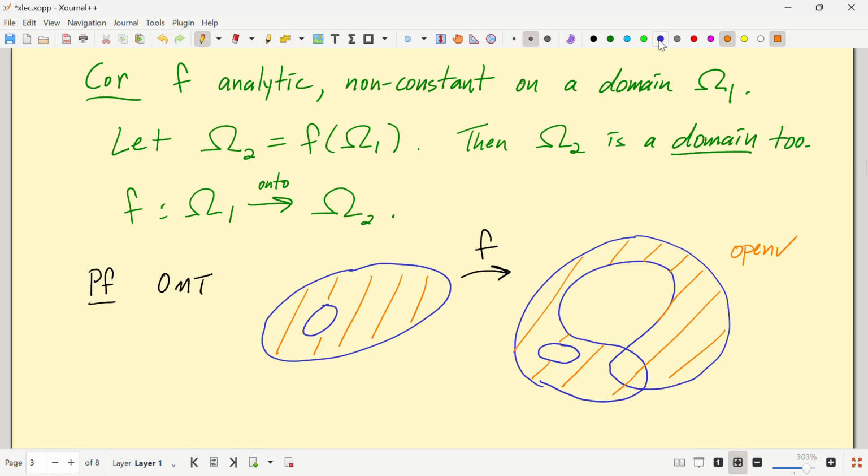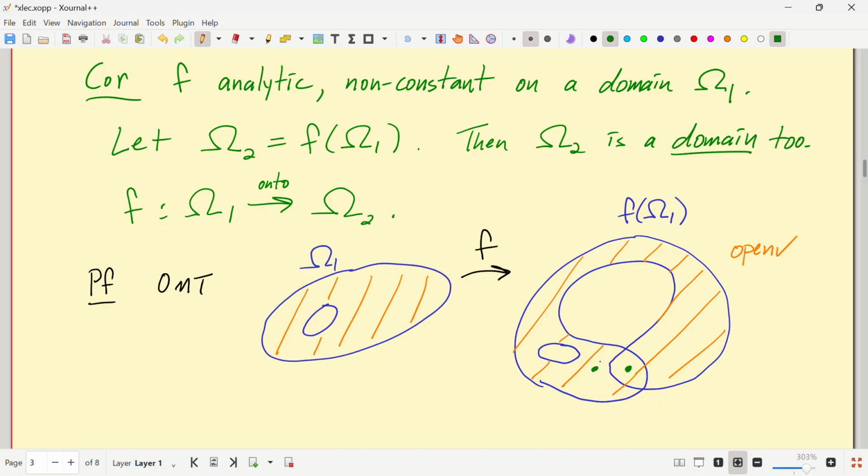Okay, so here's omega 1. Here's f of omega 1. So it's open. That's the open mapping theorem. I have to see it's connected. So let's see. I'll take a point here and here.